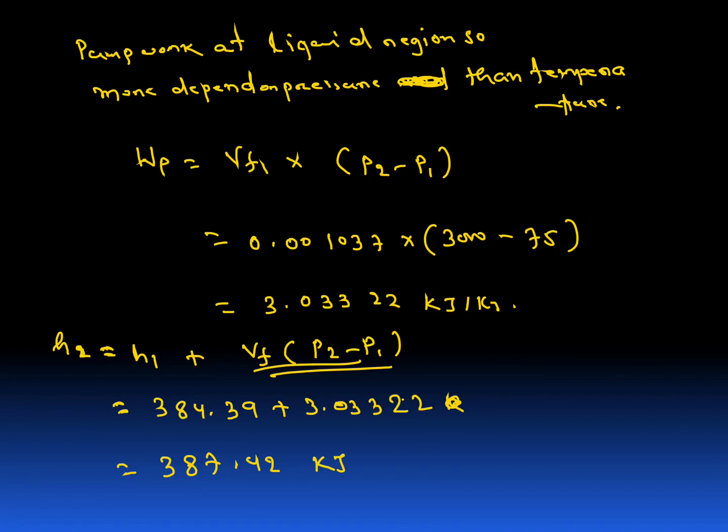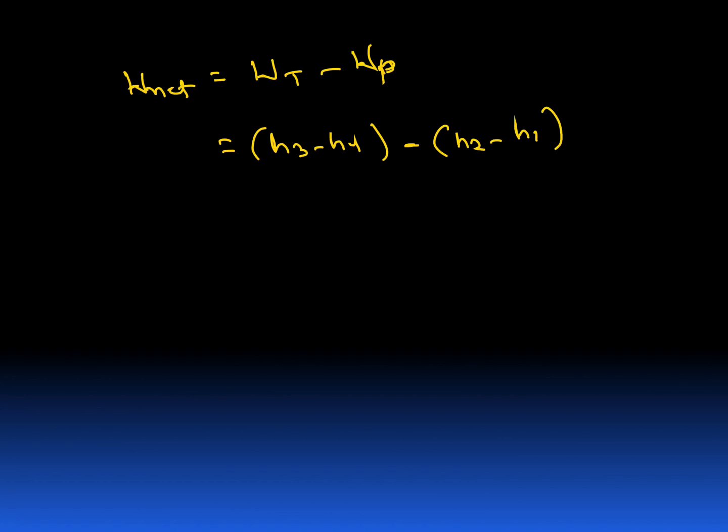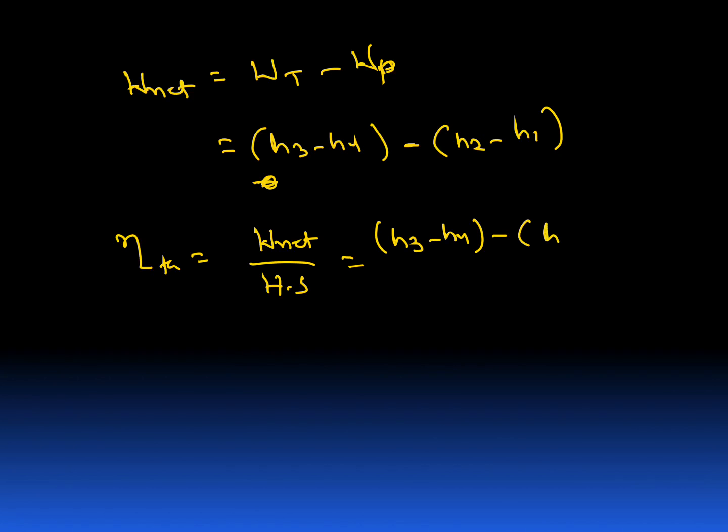So net work done W net is turbine work done minus pump work. Turbine work is H3 minus H4, H4 we already got, minus pump work, which is H2 minus H1. First we will solve this one, then we will calculate efficiency, or directly also from here you can calculate. Efficiency is W net divided by heat supplied. W net is H3 minus H4 minus H2 minus H1, divided by the boiler heat supplied, H3 minus H2.